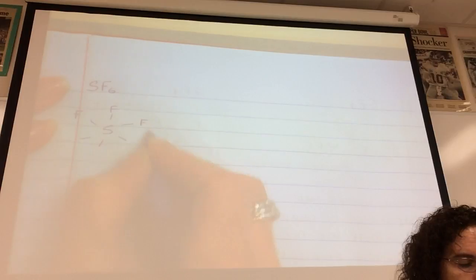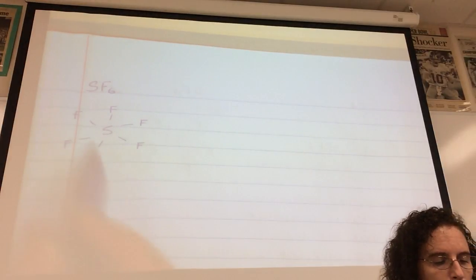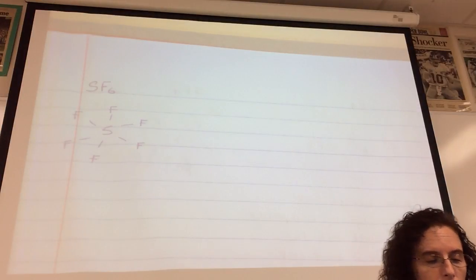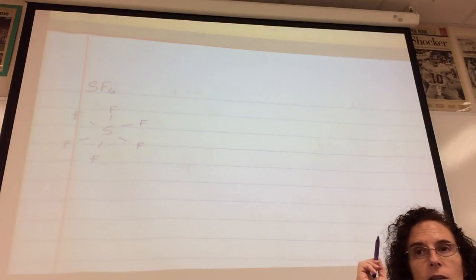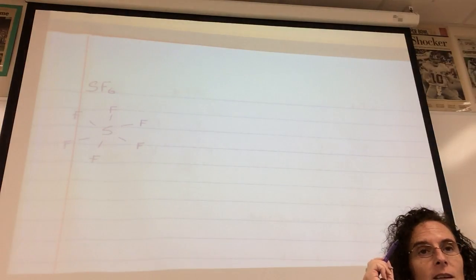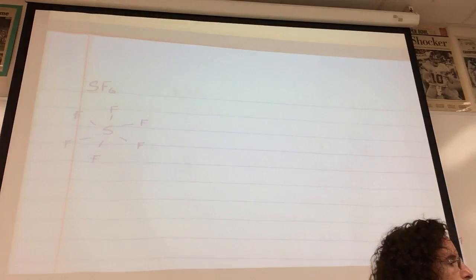All right. So anytime you have 6 of something, it's pretty easy, right? And that's the most electron groups you can have, so there won't be any lone pairs on sulfur. So this is a gimme. You know that each fluorine would have 3 lone pairs, and because the molecule's symmetric, the dipoles cancel. You got it. So good.